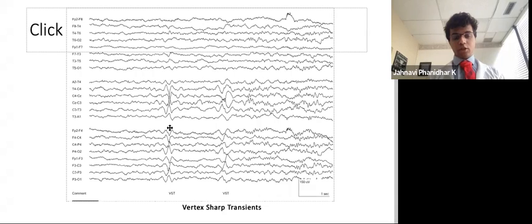We can see the vertex sharp transients here in the central region between the C3 and C4 electrodes in a triphasic fashion. They have 3 peaks, 2 negative deflections and 1 positive deflection.